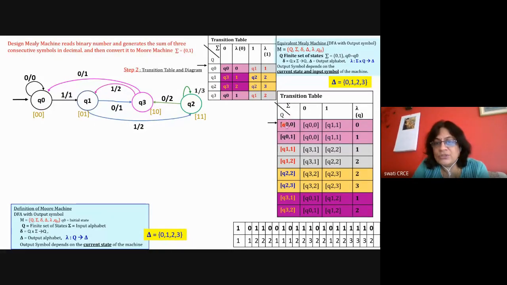So I'm writing Q00, Q01, Q11, Q12, Q22, Q23, Q31, Q32. Now in the table you can directly write down the output symbol. This Q0 is with output symbol 0, so write 0. This Q0 is with output symbol 1, so write 1. Q1 with output symbol 1, write 1. Q1 with output symbol 2, write 2. Like this you go on. Here the output is 2, here the output is 3. So this column and this column are done.